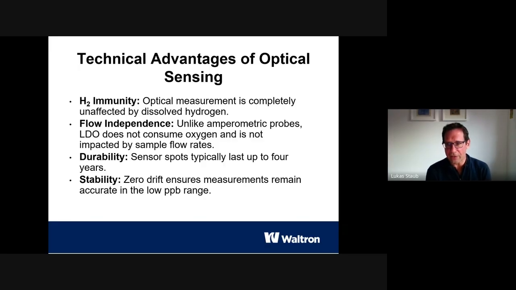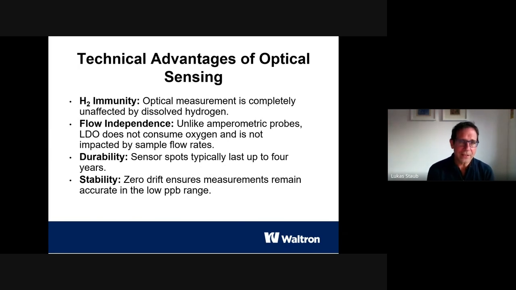Now, sample flow rates under normal circumstances in online measurements are relatively easy to control, so it doesn't really matter. But in this particular case where you have a sensor in line, flow dependency does matter. And so you don't have that with an LDO measurement. And sensor spots typically last up to 4 years, especially in applications like this, where you can time the pulse so that the sensor spot gets more durable, which means if you only have to exchange that sensor spot every 4 years, that's fairly low maintenance, I would say.